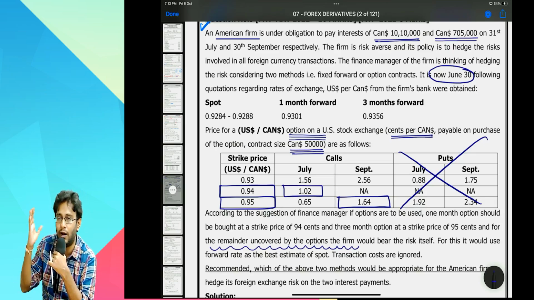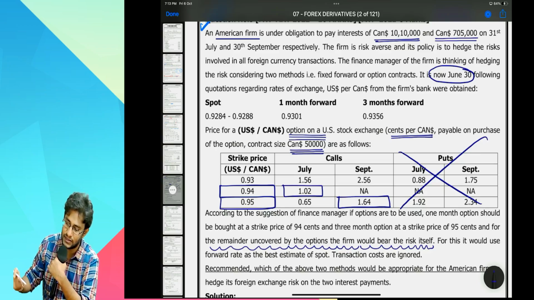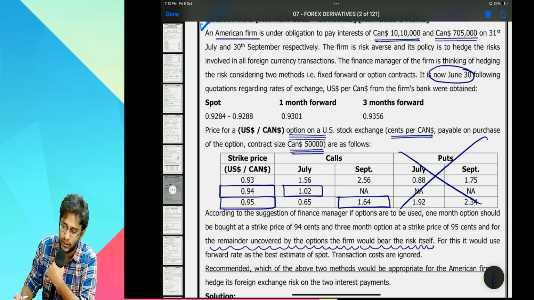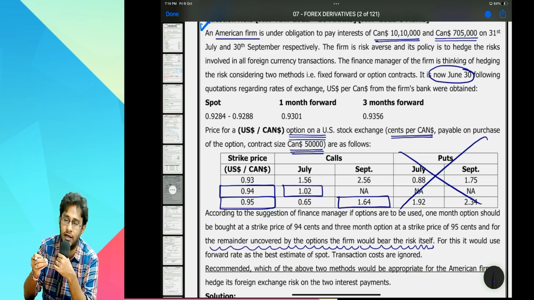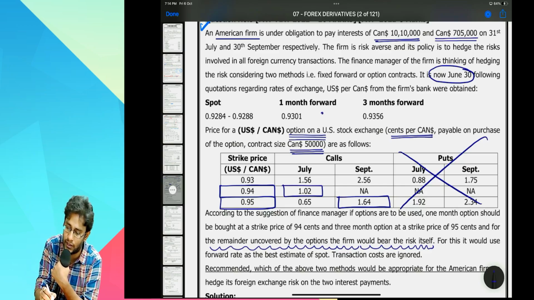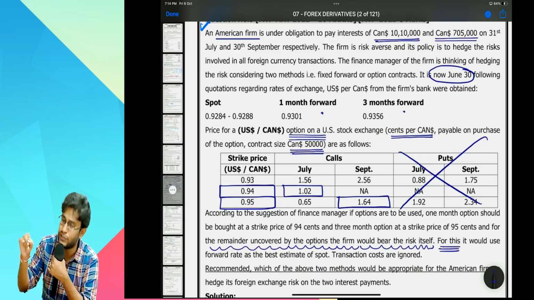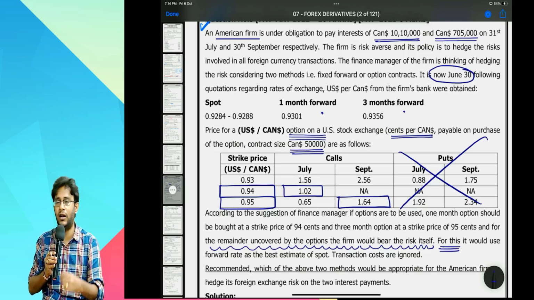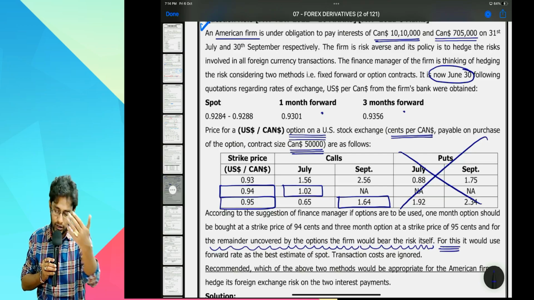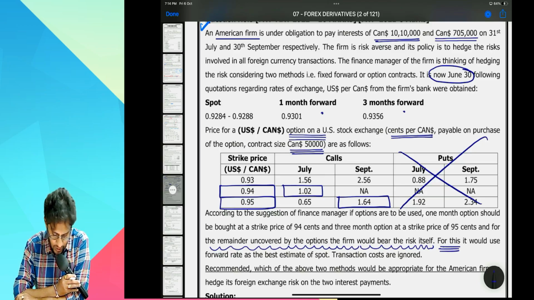He says, don't worry, we will handle it ourselves. The firm would bear the risk itself. For this, it would use the forward rate as the best estimate of spot. That means at 1 month time or at 3 months time, whatever actual outflow is there, they will treat whatever forward rates are quoted as the real spot rate for this unhedged portion, so that you identify the outflow and decide whether forward is better or options is better. Transaction costs are ignored, of course.